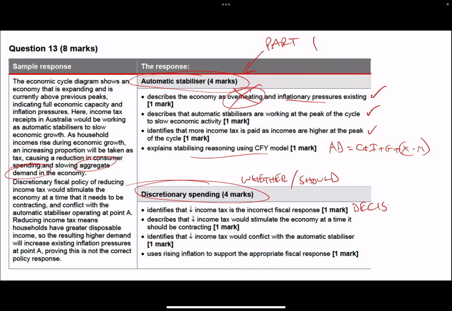Make a decision. Explain what would happen if you did that. Okay, so if we went down this path, what would happen? Income tax would stimulate the economy at a time it should be contracting. I think we broke that down pretty well. Identifies that a drop in income tax would conflict with the automatic stabiliser. We definitely discussed that. And uses rising inflation to support the appropriate fiscal response.